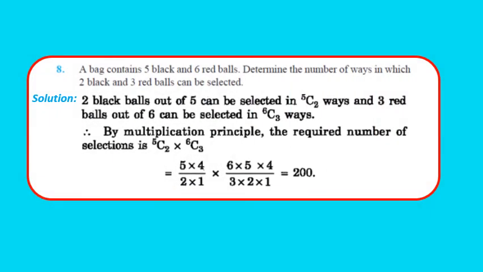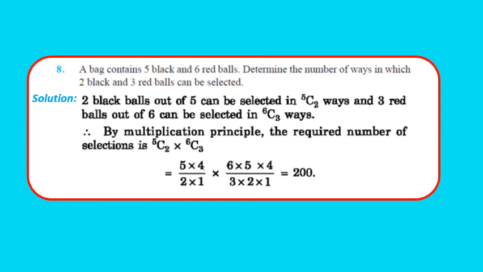Next is question number 8. A bag contains 5 black and 6 red balls. Determine the number of ways in which 2 black and 3 red balls can be selected. Now 2 black balls out of 5 black balls can be selected in 5C2 ways, and 3 red balls out of 6 can be selected in 6C3 ways.